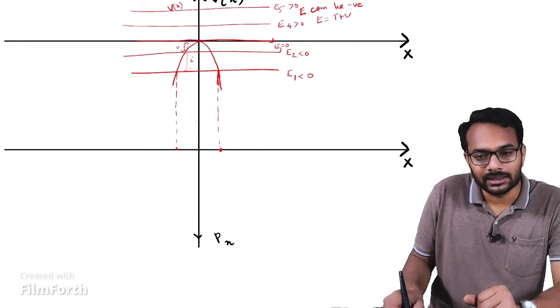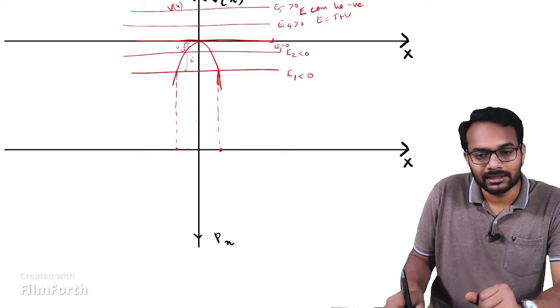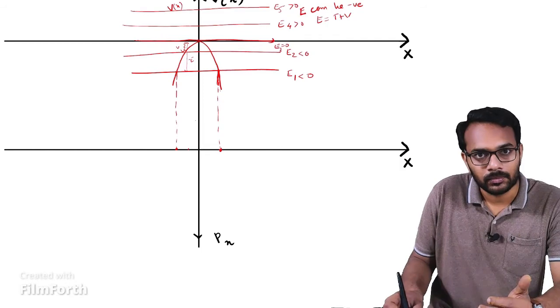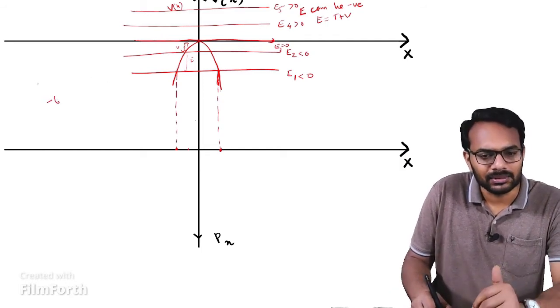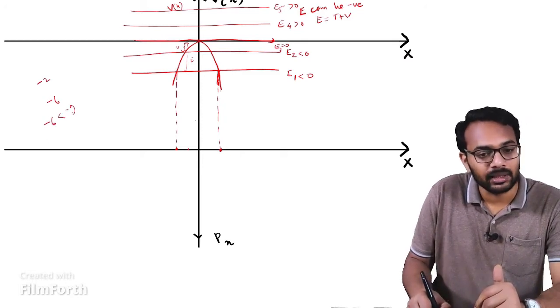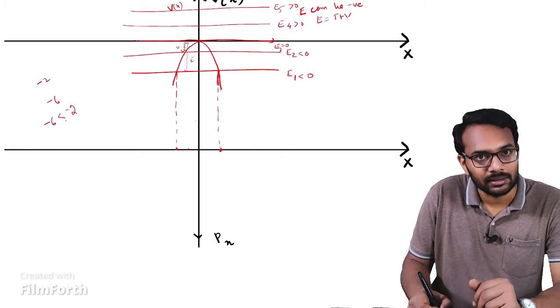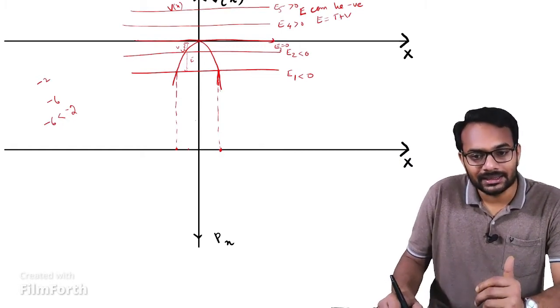Let's imagine just some random point along the x-axis. At this point, this height is E. E is negative, V is also negative. Let's say E is something like -6 and V is something like -2. We see that -6 is less than -2. It's a negative number. So this means that this region is classically forbidden.